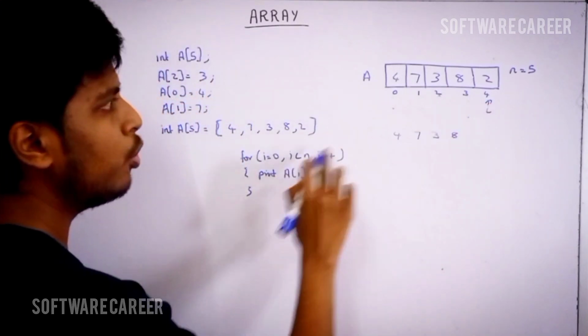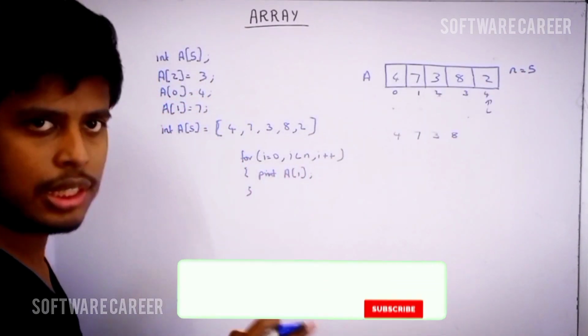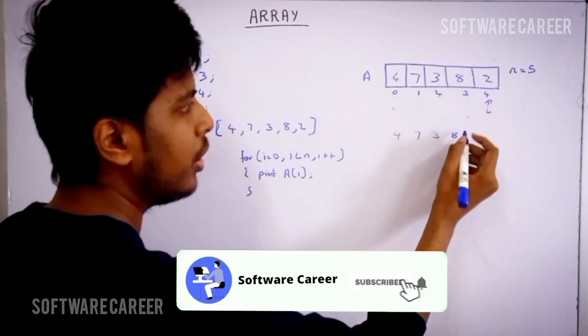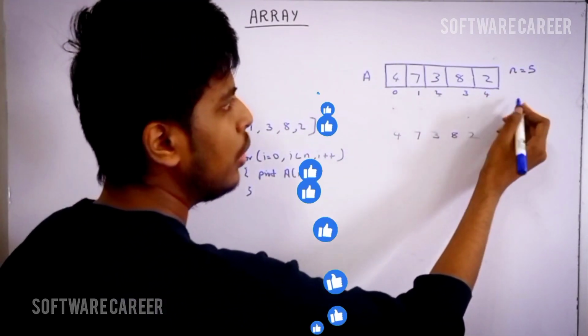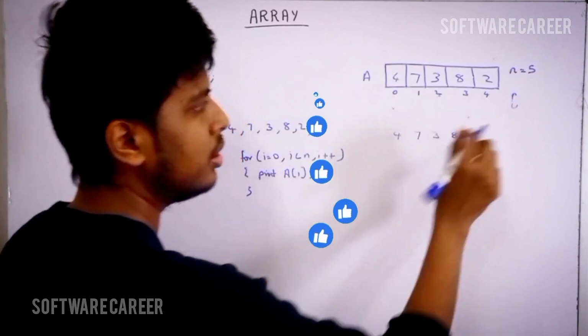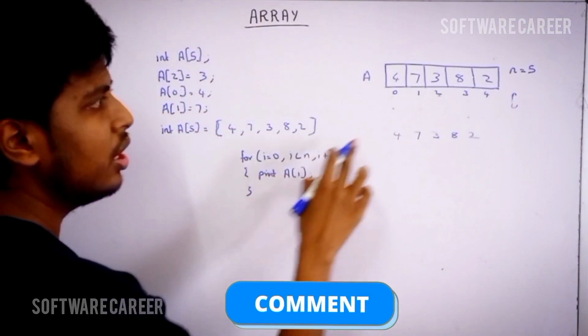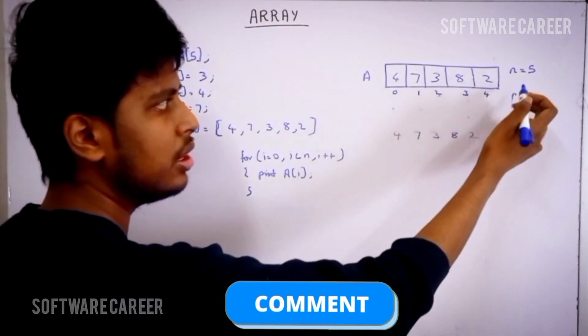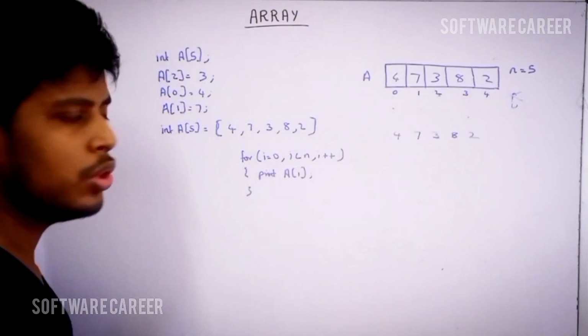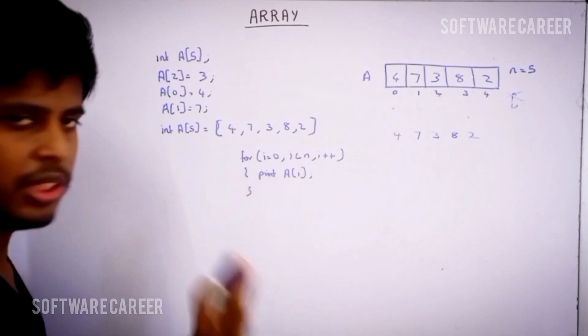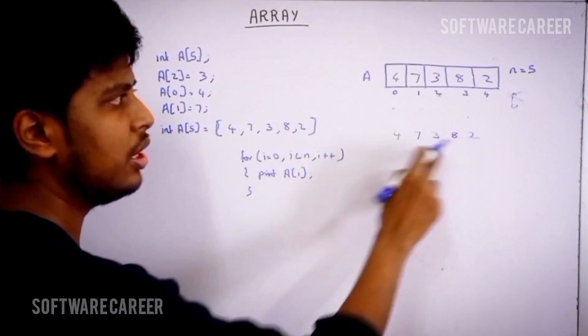Now it checks whether 4 is less than n. Yes, it's less than 5, so it prints a[i]. It prints 2. Now again i plus plus, and i becomes 5. Now it checks whether this i is less than n, that is 5. No, it's equal to 5, so it stops. It does not enter into this print statement. So it prints 4 7 3 8 2.